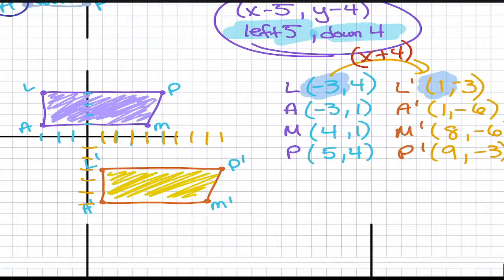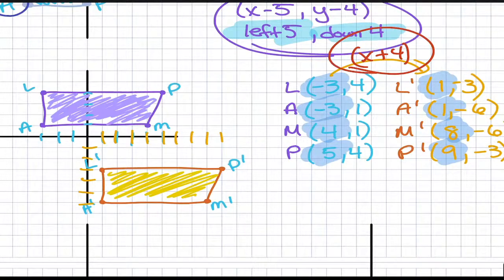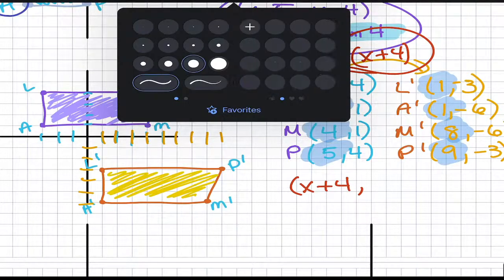All right? Let's check it. Is negative 3 plus 4 1? Yes. Is negative 3 plus 4 1? Yes. Is 4 plus 4 8? Yes. Is 5 plus 4 9? Yes. Boom. This one is approved. Good to go. Let's put it on down here. All right. And then let's start on the next one.